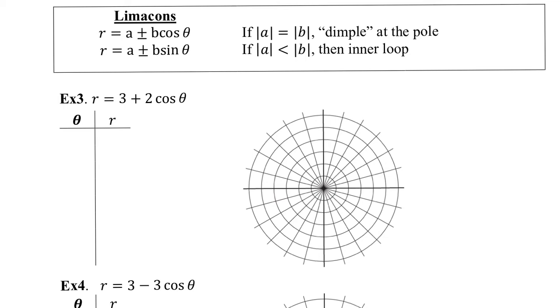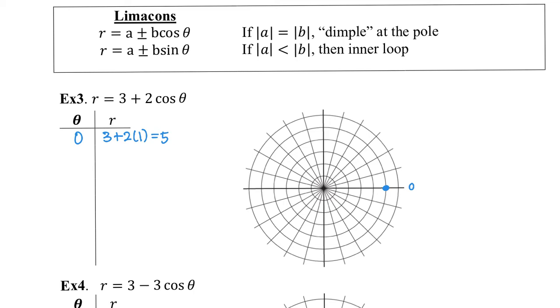Okay, so this is r equals 3 plus 2 cosine theta. Because it's cosine theta, it's going to be symmetric to theta equals 0. So when I do a table, I start with 0. If I plug in 0, it's going to be 3 plus 2 times the cosine of 0, which is 1. So 3 plus 2 is 5. So my first point is out here.